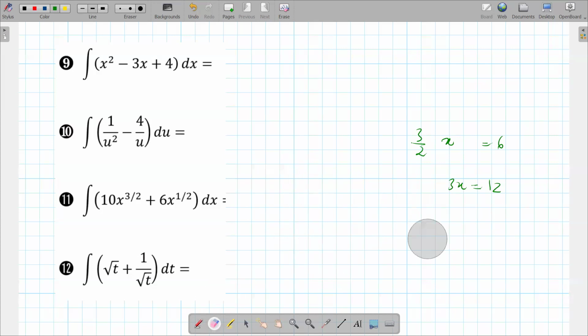12. All of these are the same. Once you see the pattern, it's very simple. As is t to the, that one's going to be positive 1 over 2. Plus this one will be negative 1 over 2.